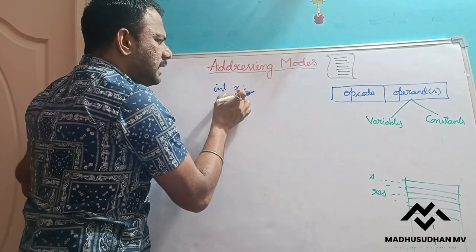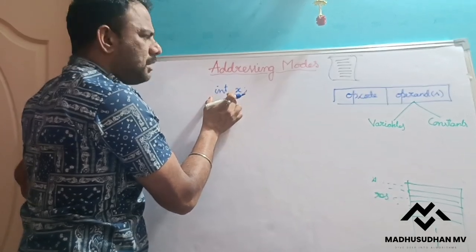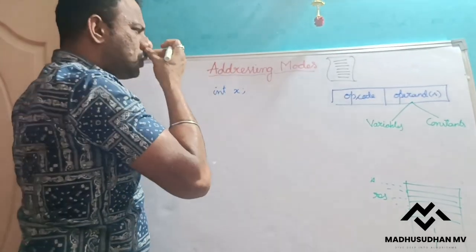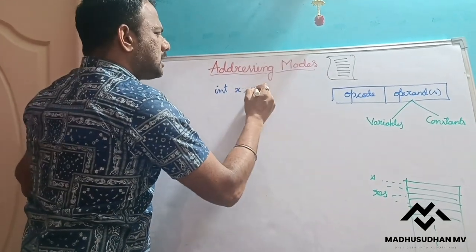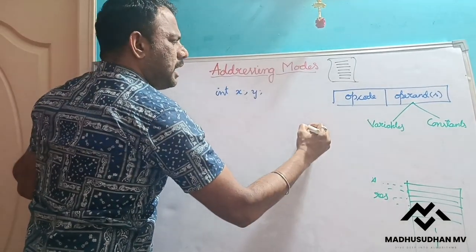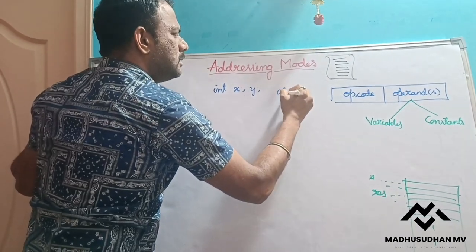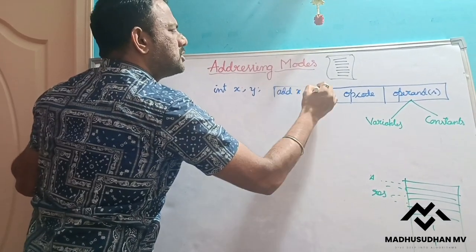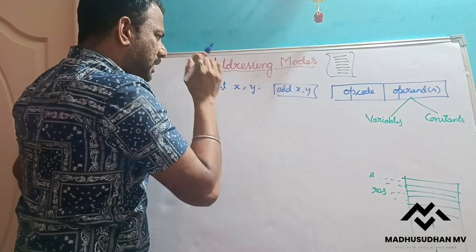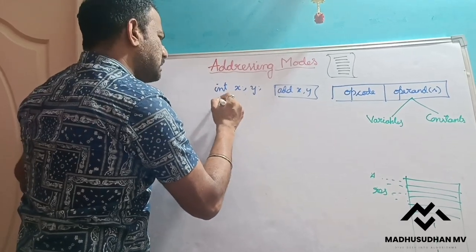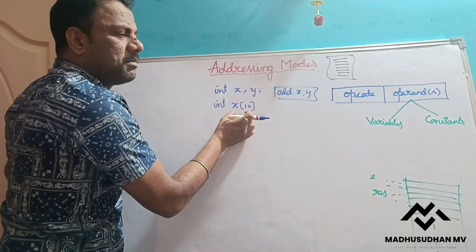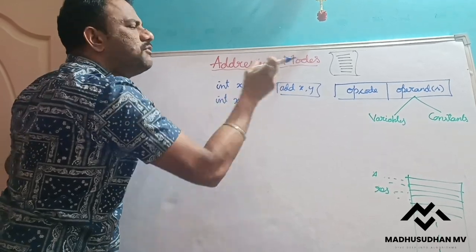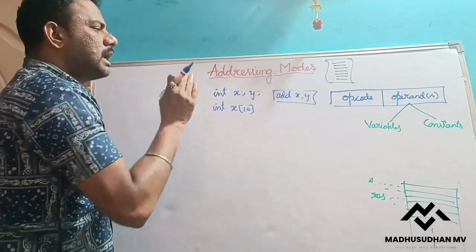For example, assume I specify int x. What is the meaning of this? This x is an ordinary integer variable; it can hold only one value. This is very easy: suppose int x comma y, then I can say add x comma y, and this is one instruction. But suppose I now say int x of 10. Now x is not an ordinary variable, it is an array variable. Now how do I specify this in my instruction? That is the thing.